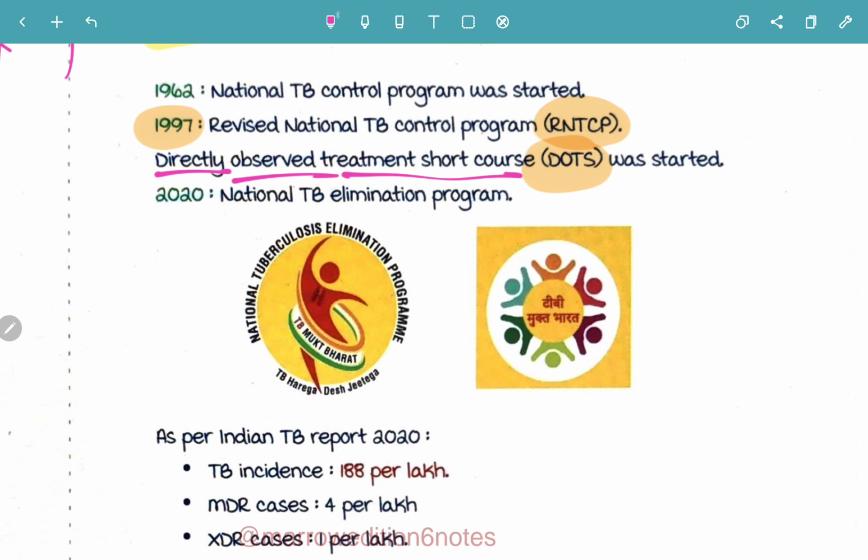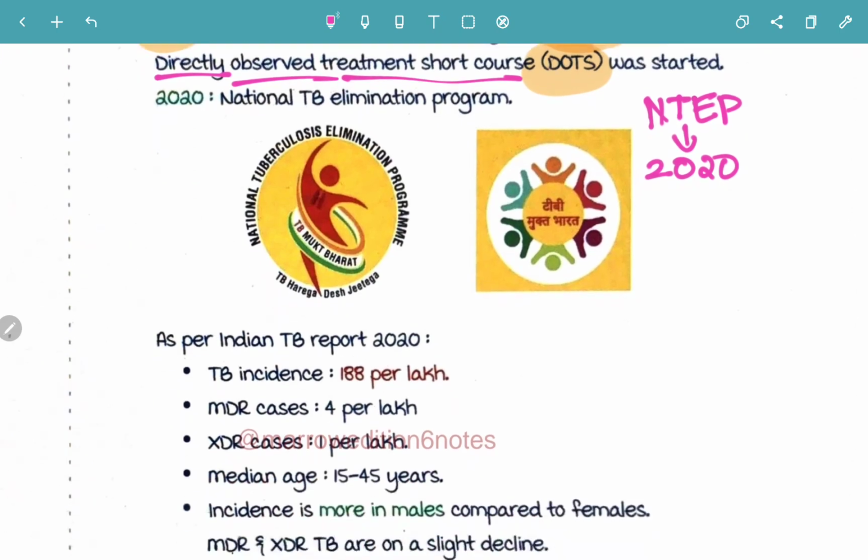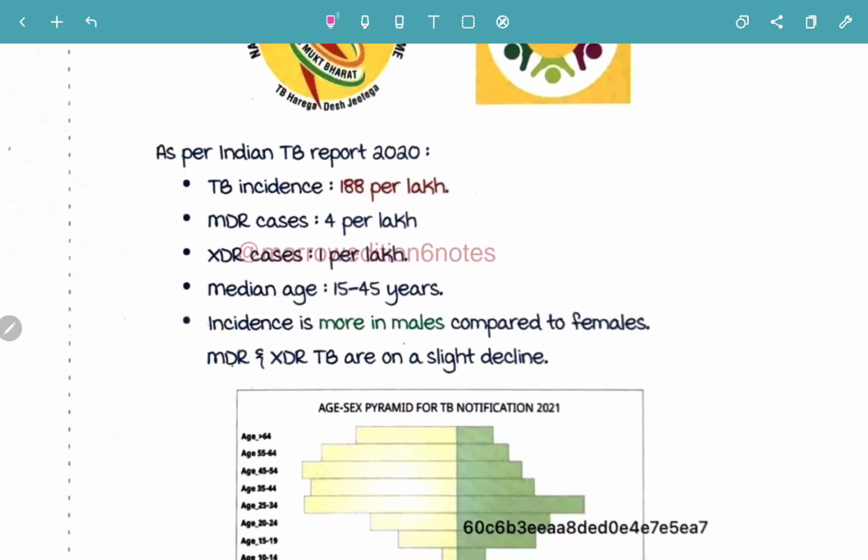NTEP, the National TB Elimination Program, was started in the year 2020. So the RNTCP from 1997 was revised to NTEP in the year 2020. So this is the figure of the National Tuberculosis Elimination Program.